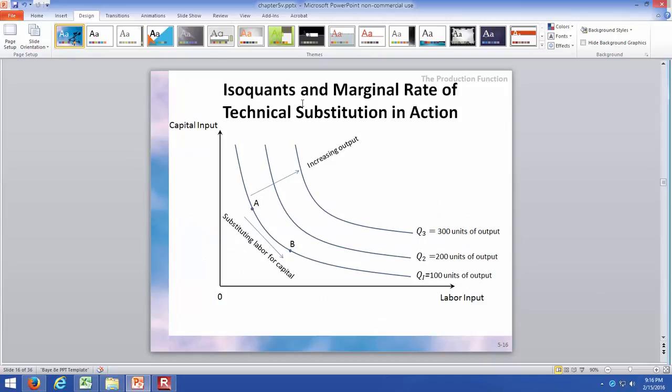That is the marginal product of labor to the marginal product of capital. Okay, so this is what we see, the isoquants and marginal rate of technical substitution. The initial curve is Q1 equals 100 units of output. So for 100 units of output, what is the combination of capital and labor that we want to use? Q2 equals 200 units of output. All points on this line have the same output. What is changing here is the amount of capital and the amount of labor. As we go down, we have more labor and we are using less capital, and as we go up, we are using more capital and less labor.